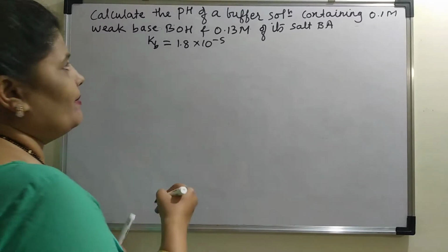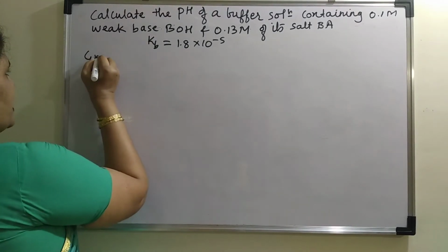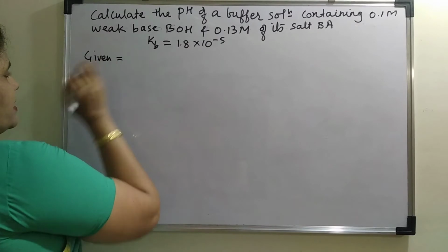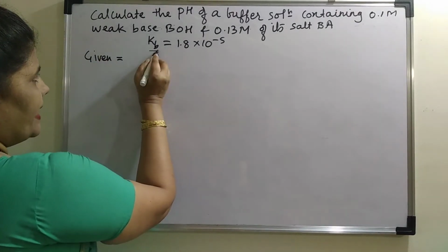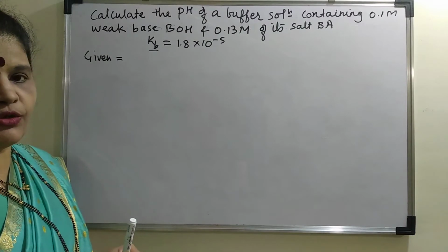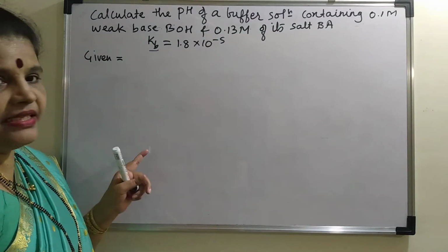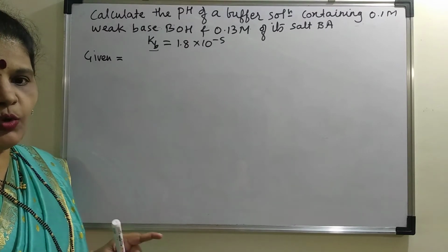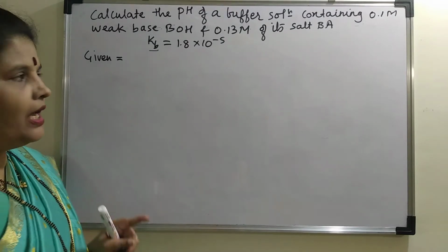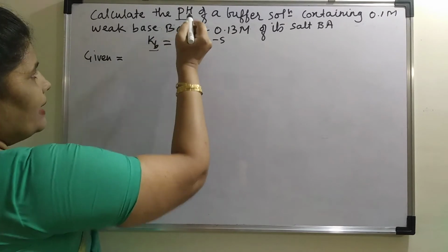Let us see this problem now. Let us write down what all things are given. Again the second hint is, here they have given Kb. It means what type of buffer solution is this? This is a basic buffer. So a basic buffer will not give you pH. What it will give you is pOH. And therefore they are asking here to calculate pH.